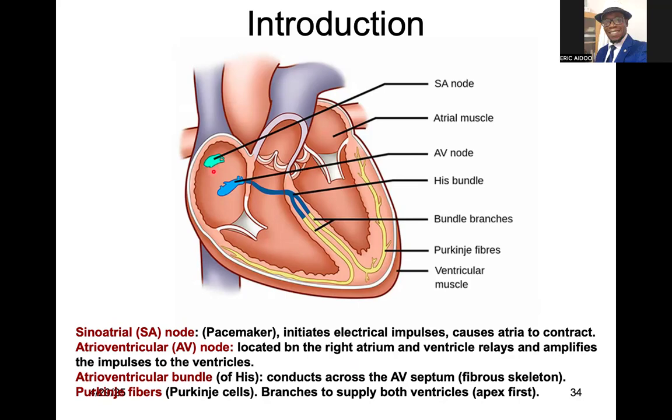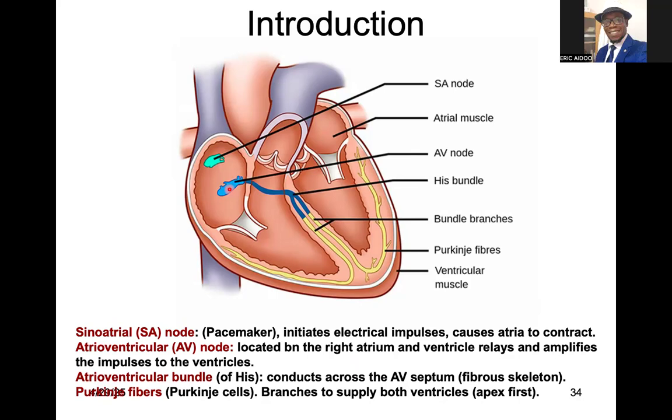And because it doesn't want to be selfish, it actually passes on or shares these electrical impulses it has generated inherently to the atrioventricular node, which is situated between the atrium and then the ventricle at the right side. So I mean the right atrium and then the right ventricle, which is the blue portion you see there. So this also relays the electrical impulses and in addition amplifies it, okay, towards the ventricles.